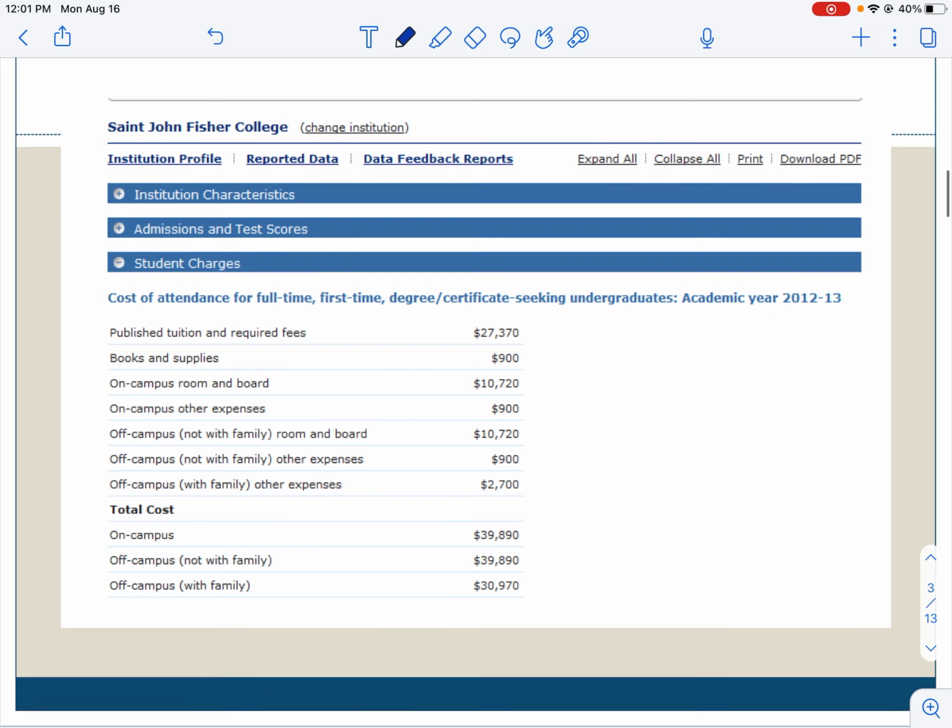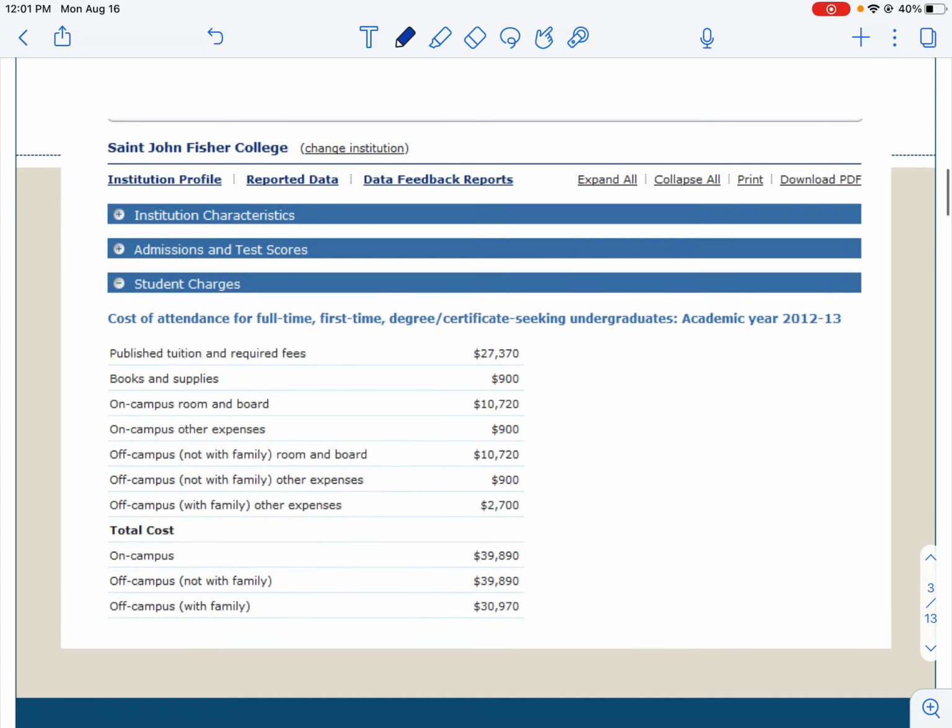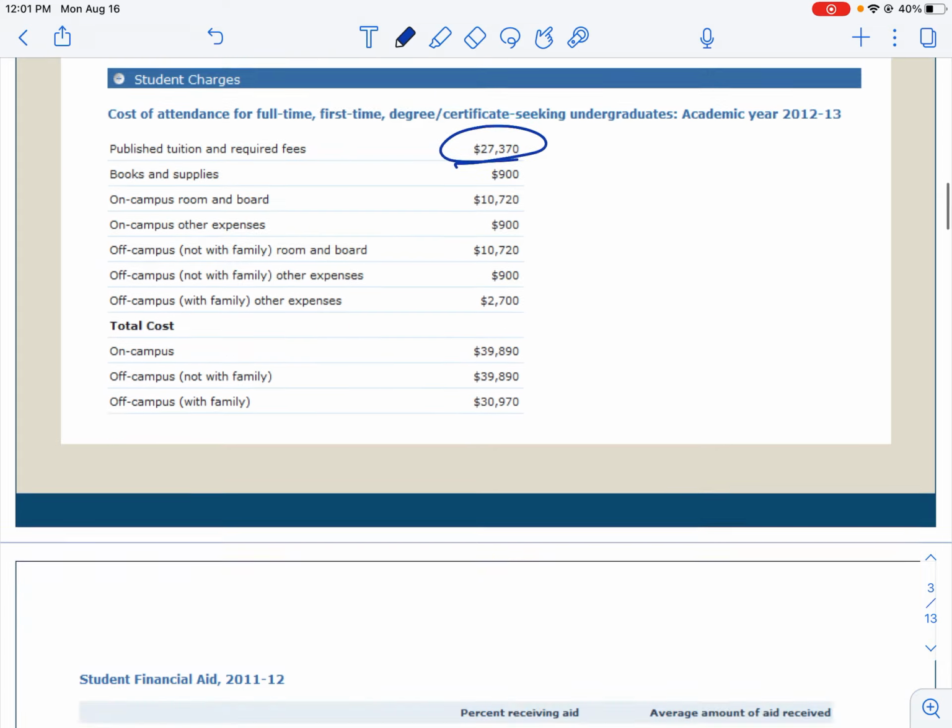So this is older data. I should go back and update this. But years ago, when published, the sticker price for tuition and fees, that's not room and board, was $27,370. And then plus books and supplies and some other things. I need to update this. That's older, but not everybody paid that, right?